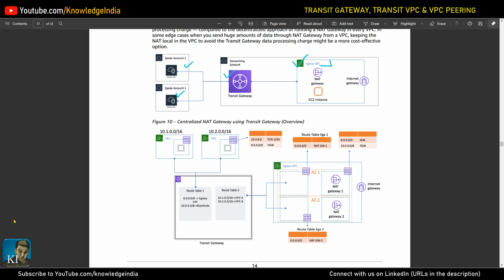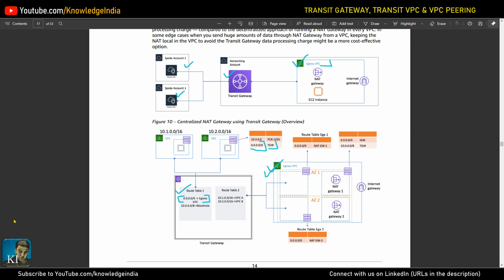So if you just try to understand the routing, how are you going to do that? So let's say this is our VPC A and VPC B. These are 2 VPCs. So what we are essentially doing is anything which is internet bound, right? Internet bound traffic should be sent to Transit Gateway. That's what we are doing here, right? And in the Transit Gateway route table, you can see this is Transit Gateway route table. So here we are specifying that anything which is internet bound should go to egress VPC, right? And this is the egress VPC.